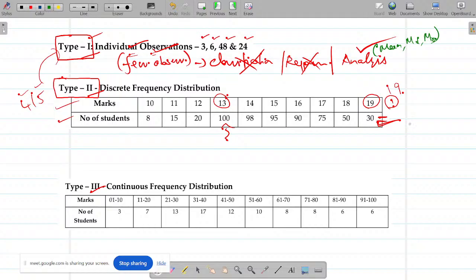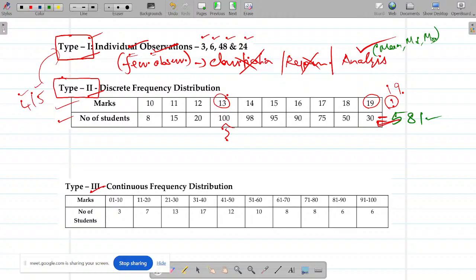581. So totally, I have gone for collecting the data for 581 students. After collecting the data, I have gone for classification. This is the order, right? Am I right? Are you all here? First, what we did? We collected all the values.